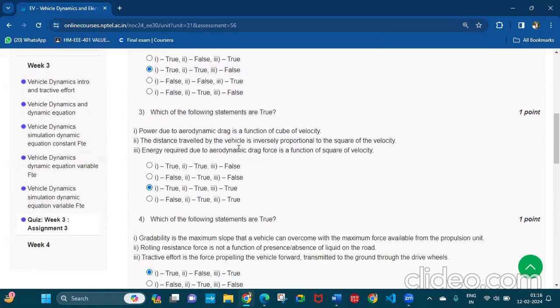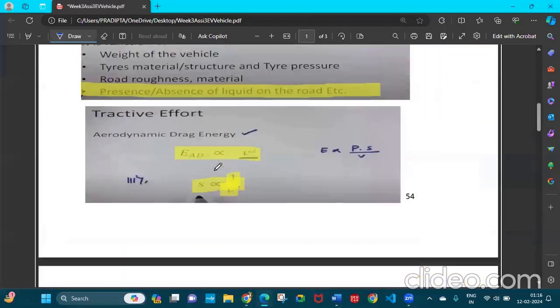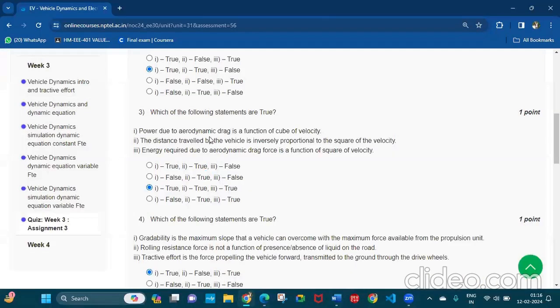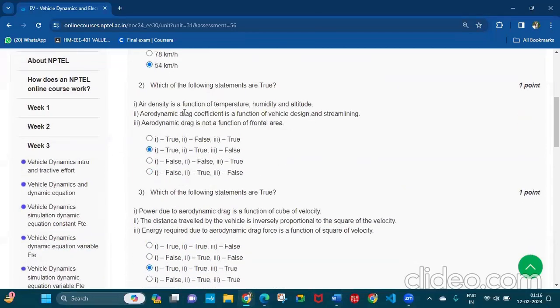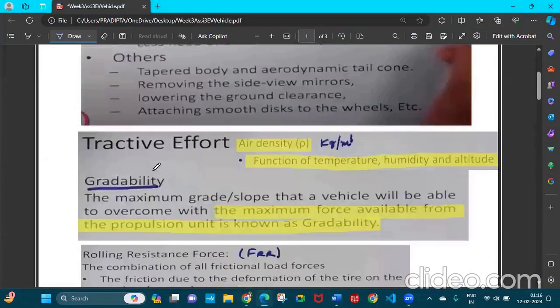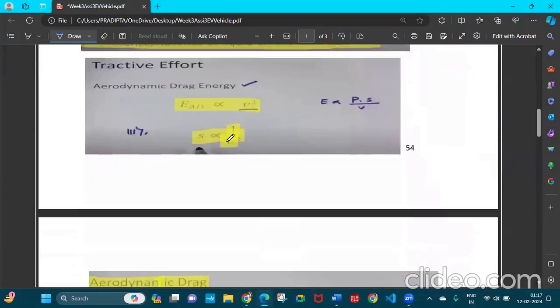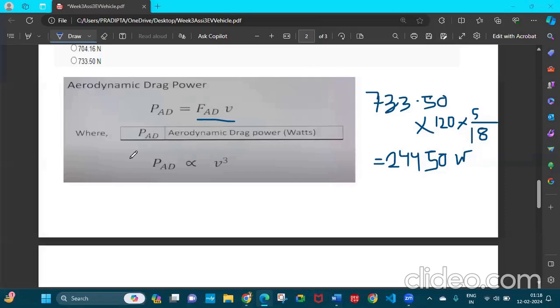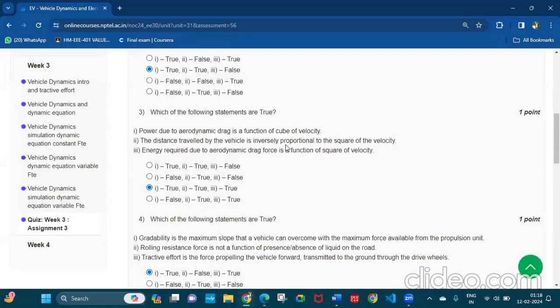True, true, false. Now, which of the following statements is true? Power due to aerodynamic drag is a function of cube of velocity. It is true. Look, aerodynamic drag coefficient is a function of vehicle design and streamlining. That is this answer. Now, power due to aerodynamic drag is a function of cube of velocity. So aerodynamic drag power is proportional to the cube of the velocity. So it is true. Next, the distance traveled by the vehicle is inversely proportional to the square of the velocity. It is true. And the third one is also true.